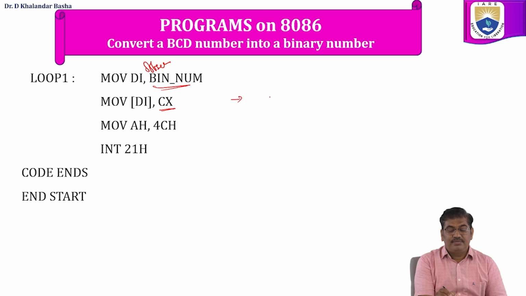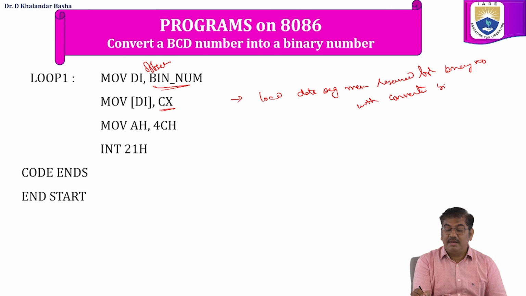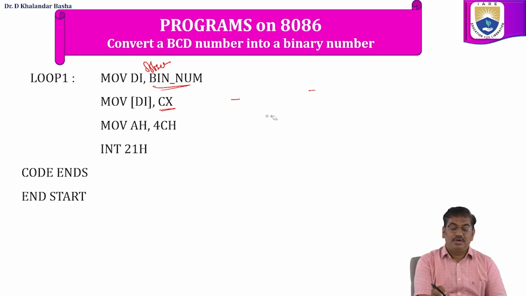Now this instruction will load the data segment memory reserved for the binary number with the converted binary number, which is in the CX register. Once this is done, we can terminate the program and return to the DOS prompt by using INT 21h with function call 4Ch.